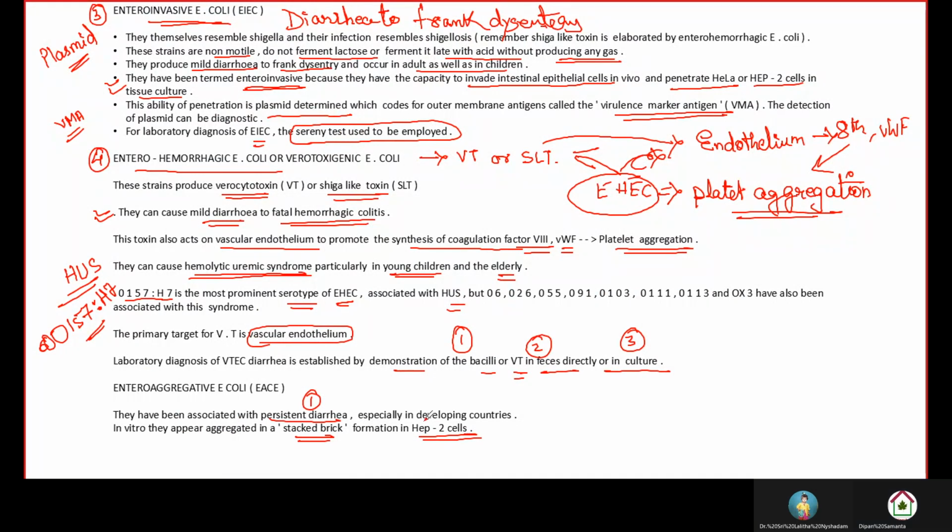Sereny test. Hemolytic uremic syndrome occurs in EHEC, enterohemorrhagic E. coli, HUS. And their primary target is vascular endothelium, causing platelet aggregation. So platelet aggregation occurs in EHEC. EAEC, enteroaggregative E. coli, is associated with persistent diarrhea. Persistent diarrhea is seen in EAEC.